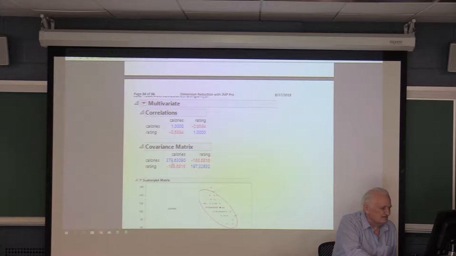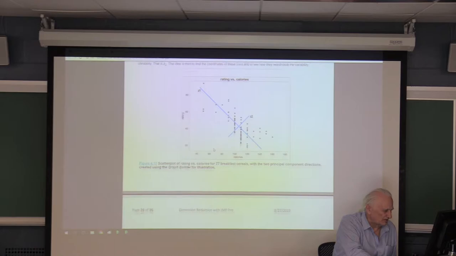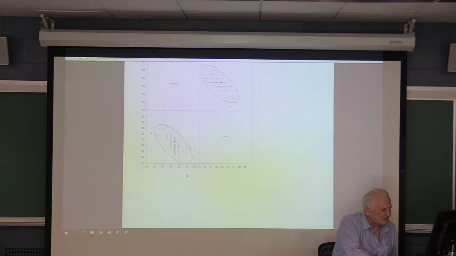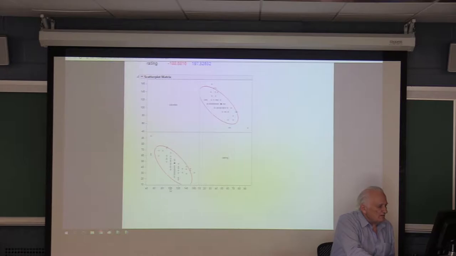Square root of this is S of Y, right? This is a very nice description. Okay. Now, if you look at this scatter plot right here, I have two variables, calories and ratings.